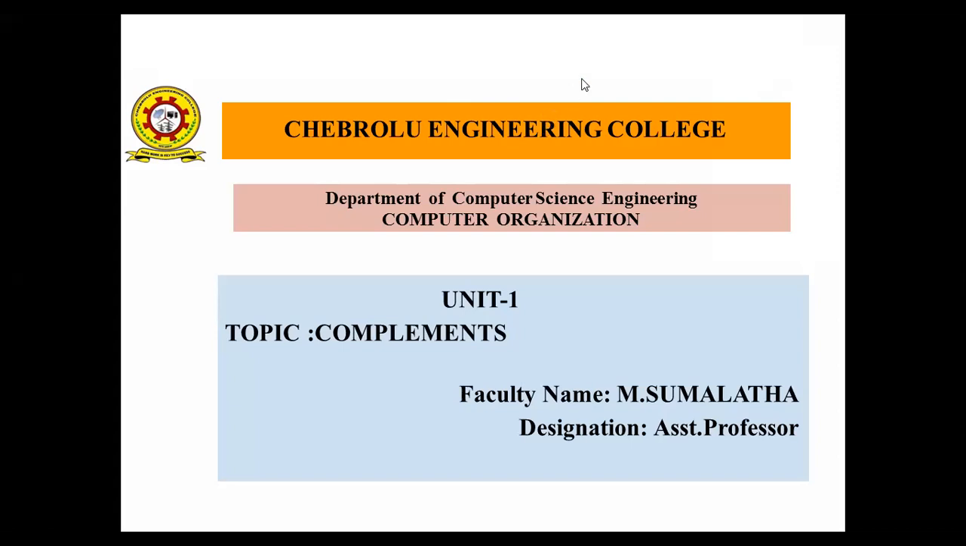Good afternoon, ma. So in the previous class, we discussed complements. In the binary system, we have ones complement and twos complement. In the decimal number system, we have nines complement and tens complement. In the octal number system, we have sevens and eights complement. In hexadecimal numbers, 15s and 16s complements are there.